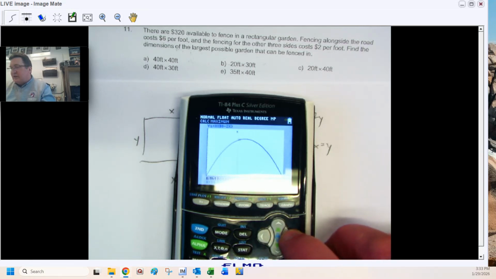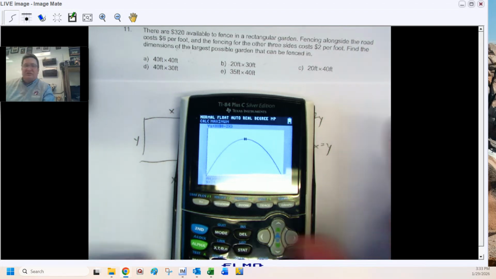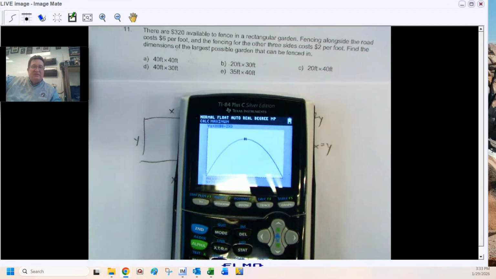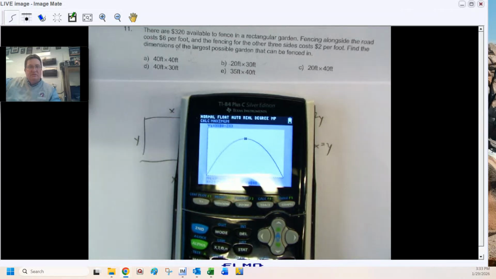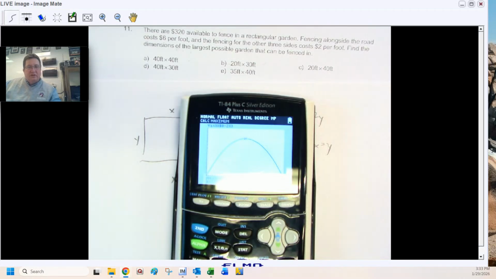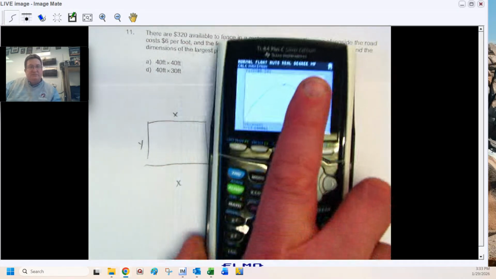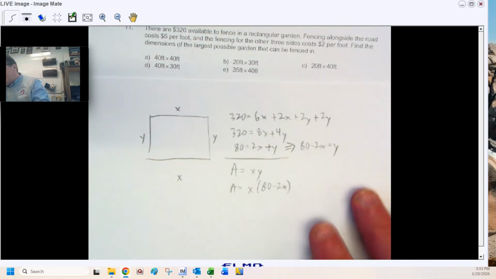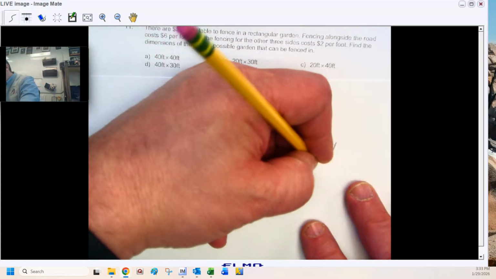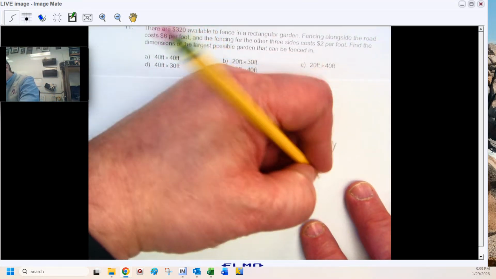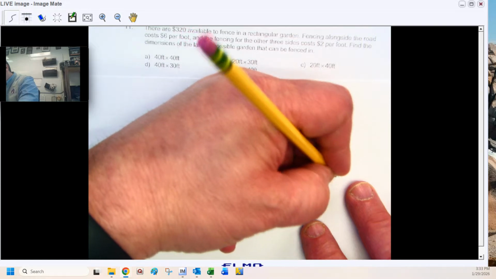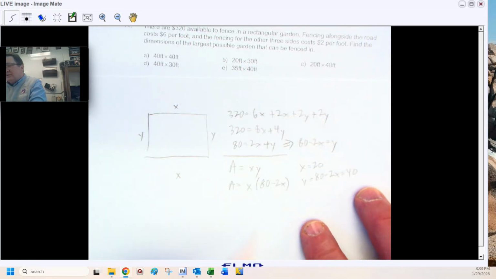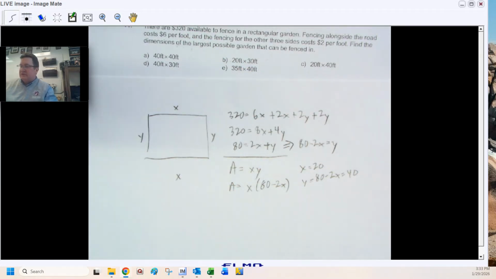You get the cursor on the left side, and then you get the other one on the other side, and you'll see that x is 20. Okay, it's in a glare there. X is 20. There you can see x is 20. And so if x is 20, then y is 80 minus 2x, and so that's 40. And so our answer is 20 by 40, our choice C.